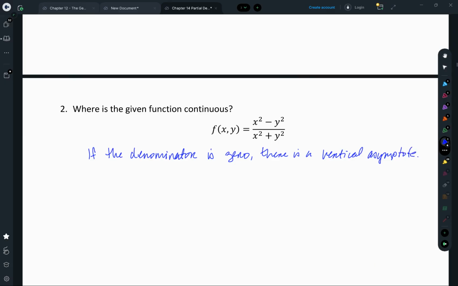We don't have continuity. So if we want to state where our given function is continuous, we would say that it is continuous on its domain. And that domain is the set of all xy pairs such that x squared plus y squared cannot be 0. And that's it. That's how we answer the question.